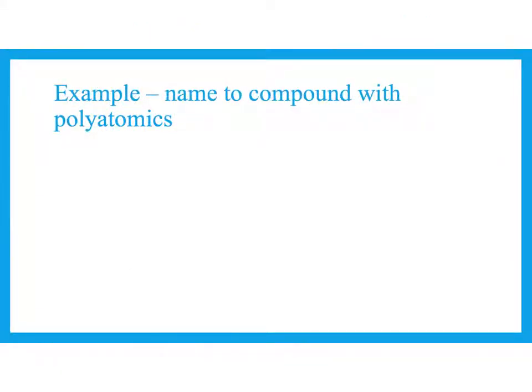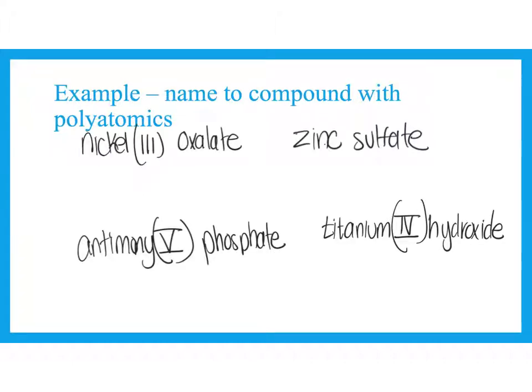Okay, the next one we have the name, and we're going to go up into the compound. So these are again with polyatomics. So on this last page of examples, we're going to go from, again, name to compound with the polyatomics. So the first one is nickel 3 oxalate. So I'm going to have to look up what nickel is, and that nickel is 3 positive.